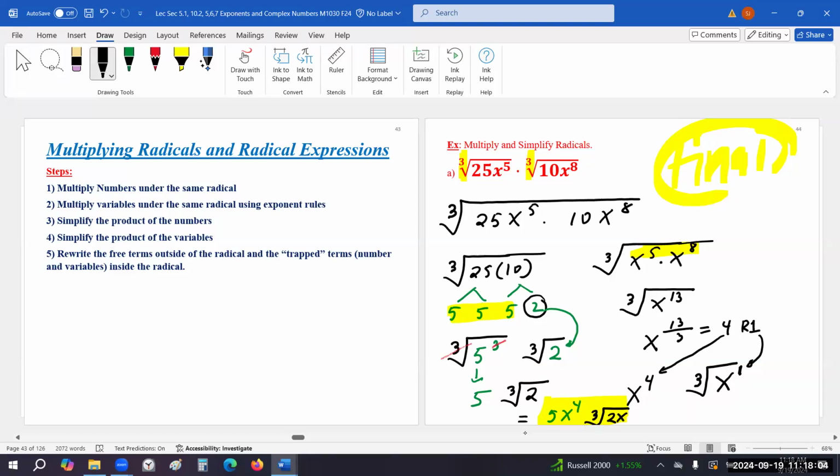So there are 2 methods, one for numbers, one for variables. Numbers, we look for the same number root many times. For variable, we divide the power by the radical, the root. The whole number goes outside as a power on the variable. The remainder goes inside as a power on the variable.